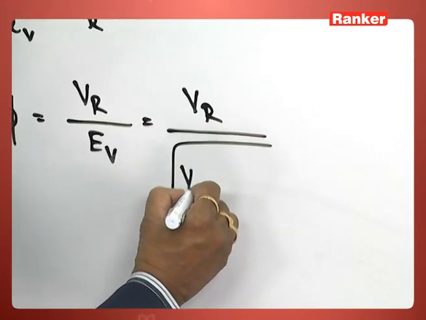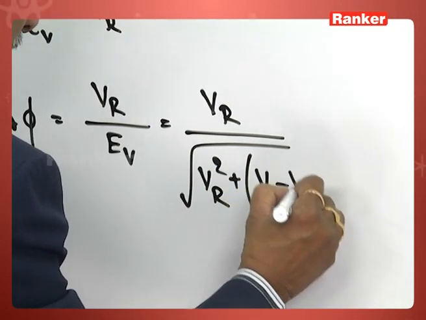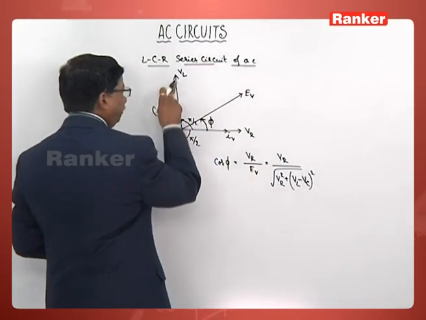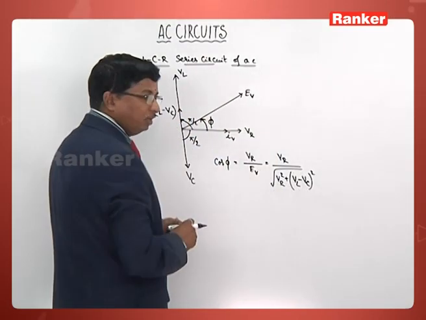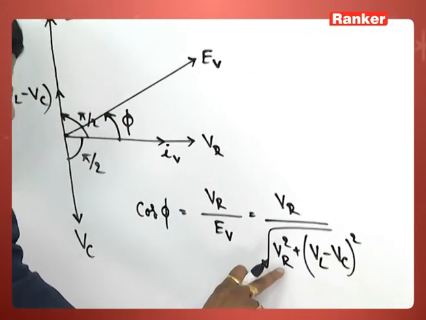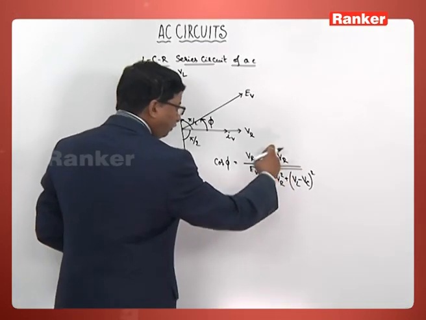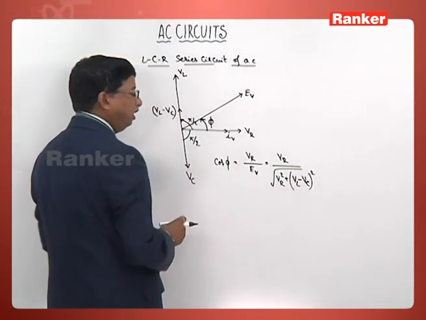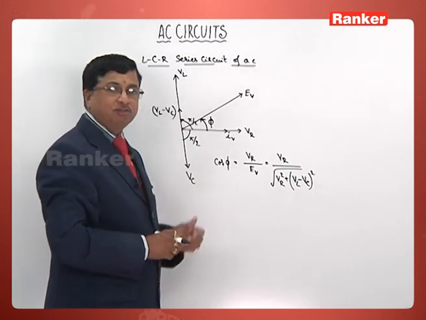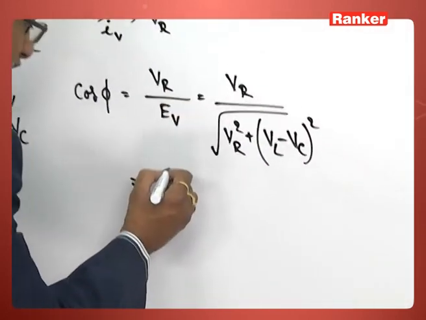It is VR square plus (VL minus VC) whole square, because this is the resultant of these two values, as we have already seen. So we can write VR by root over VR square plus (VL minus VC) whole square. This is the value we call the power factor in the case of an LCR series circuit. Let us rewrite the same equation in a different way now.